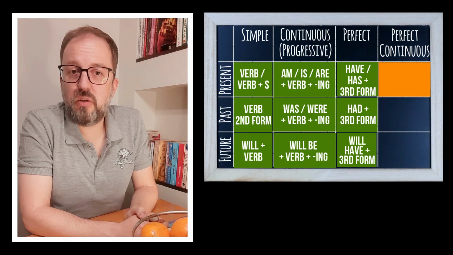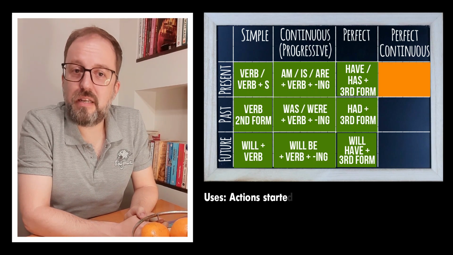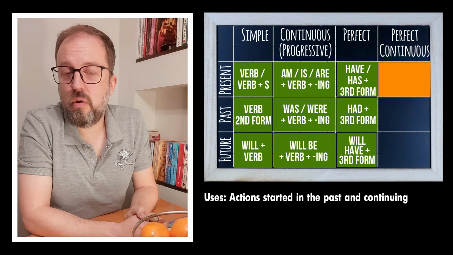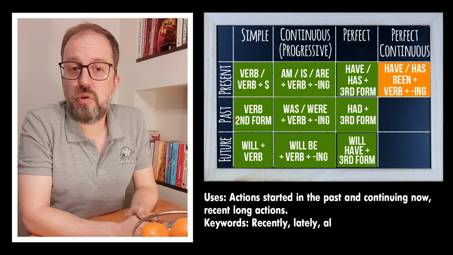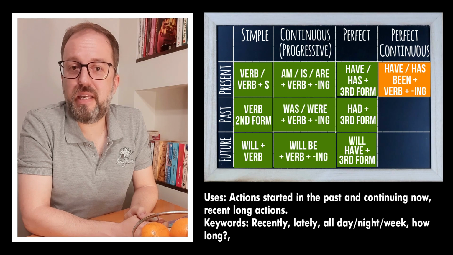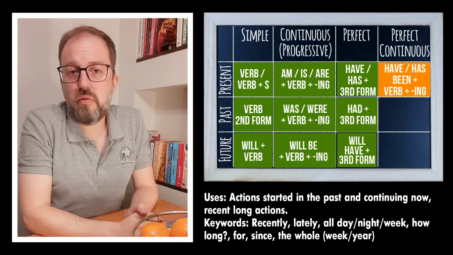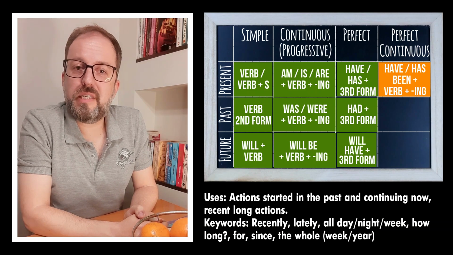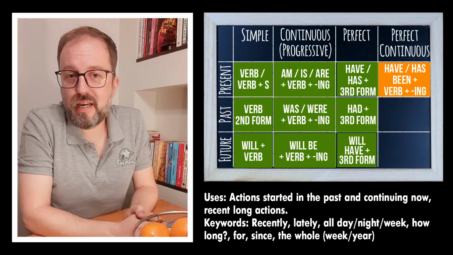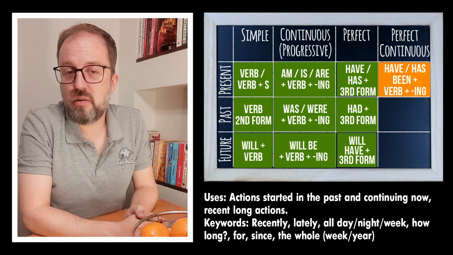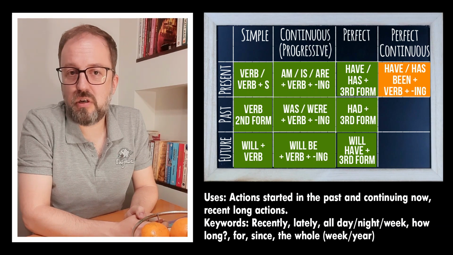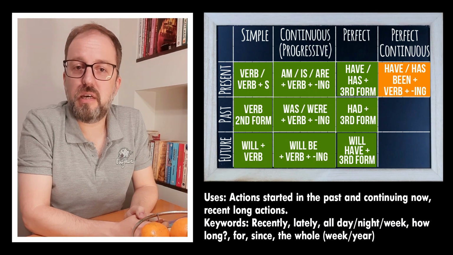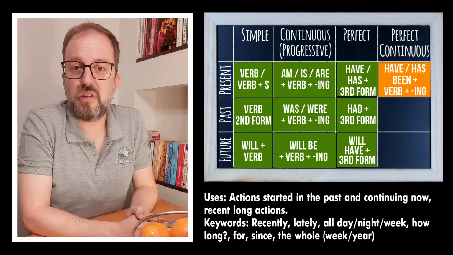Present perfect continuous shows that something started in the past and is continuing now, or a long action that has only recently stopped. We use has or have plus been plus verb plus ing. Remember that with all the continuous tenses we can't use stative verbs. So while I can say I've been listening to music since I was a child, I can't say I've been believing in God since I was a child. For that, I would have to say I have believed in God since I was a child, if it were true.